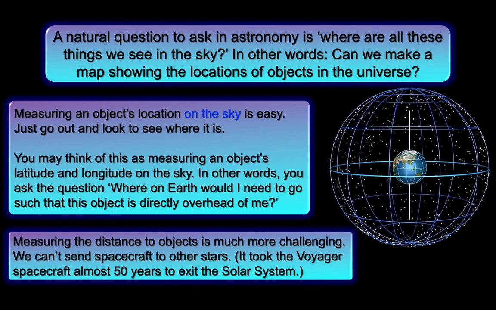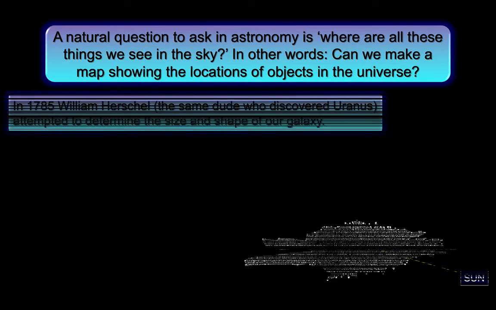Now, measuring the location on the sky, like latitude, longitude on the sky, is easy. Measuring distance to objects is much more challenging. We can't send spacecraft to other stars. The Voyager spacecraft have been traveling for about 45 years and they barely left the solar system. If you think to the video, the dude had a pea representing the sun, and then the next star was a pea and a radish seed over 100 miles away. So we can't really travel to other objects that are outside the solar system to see where they are.